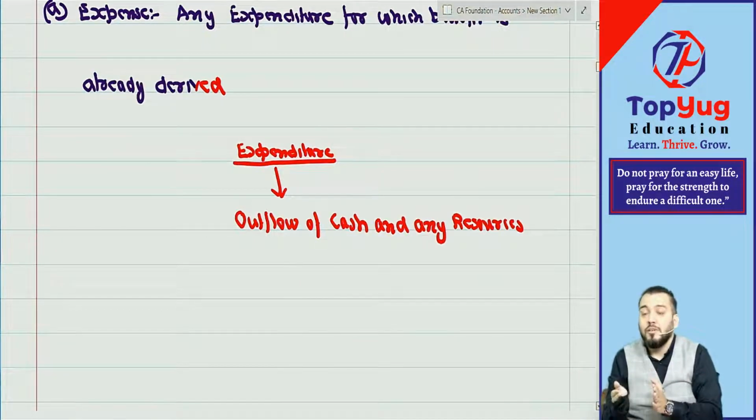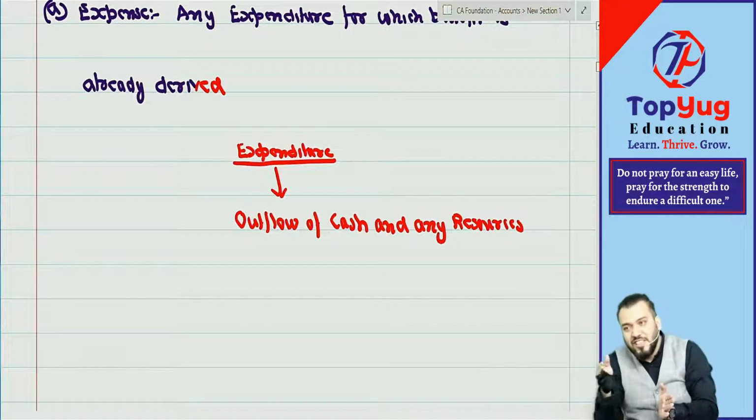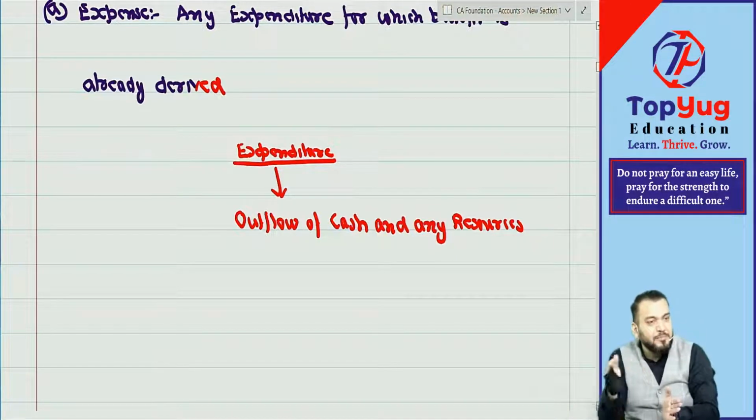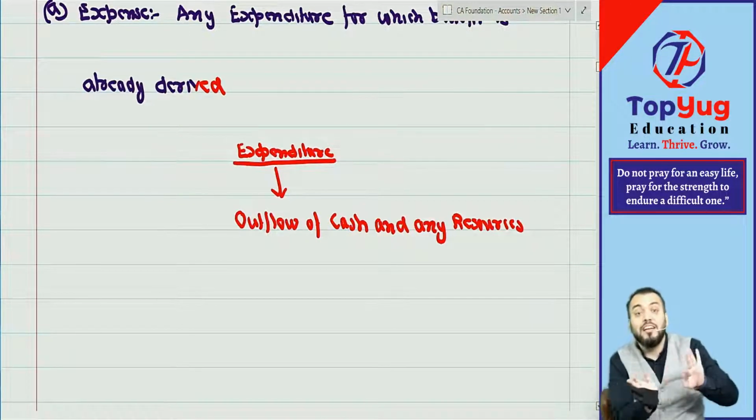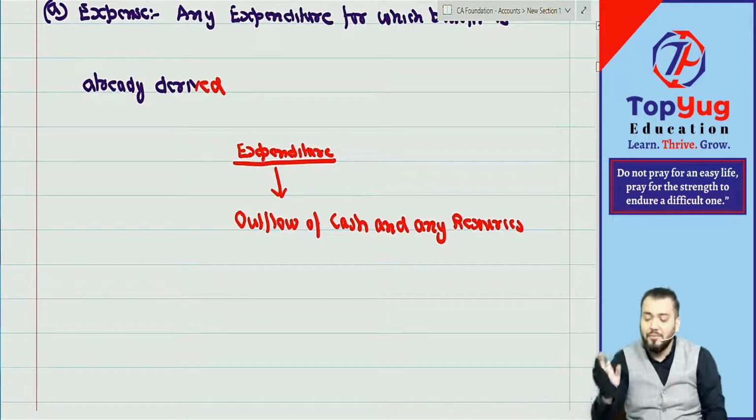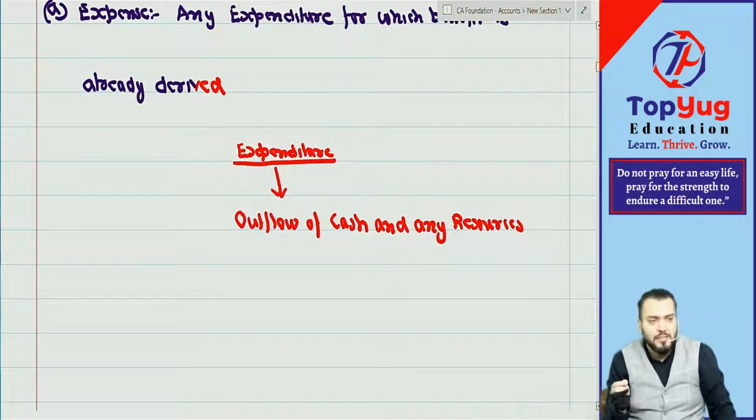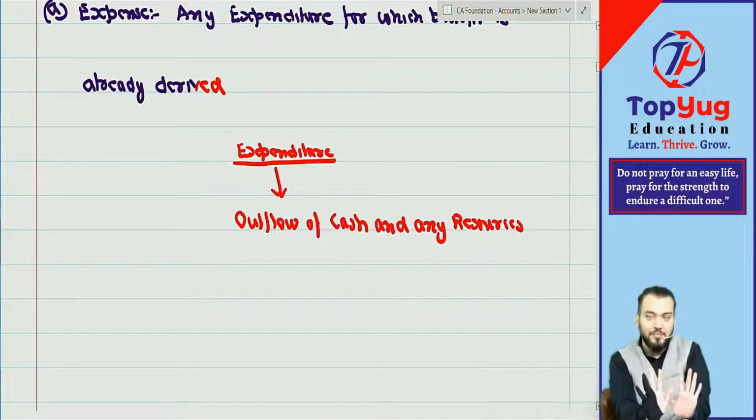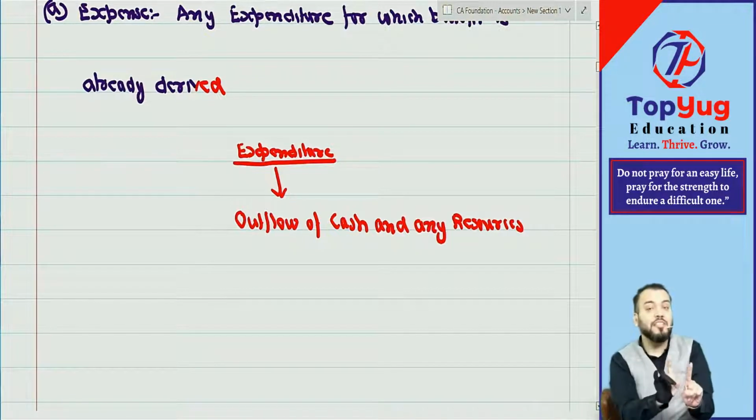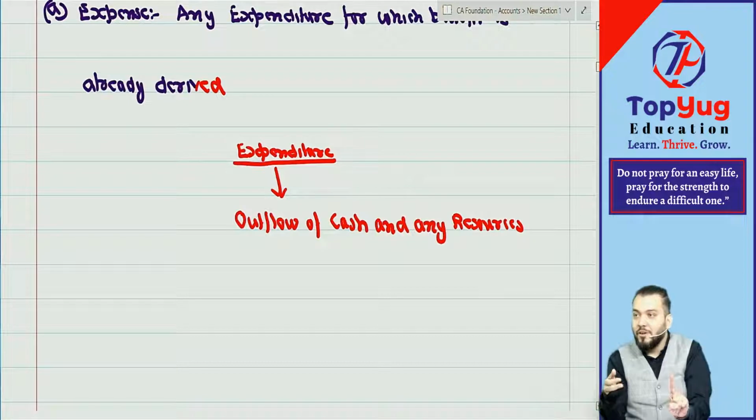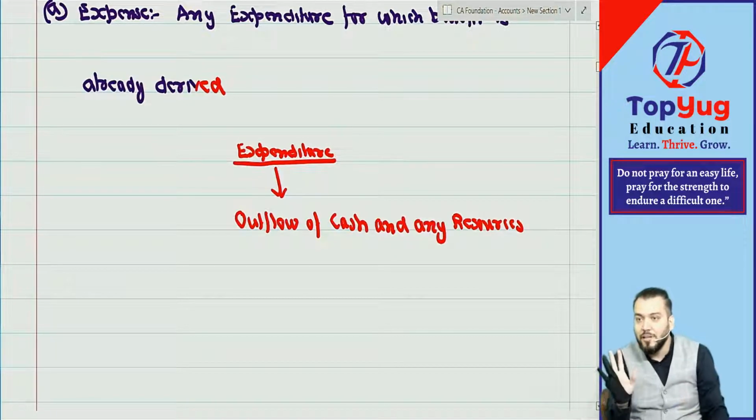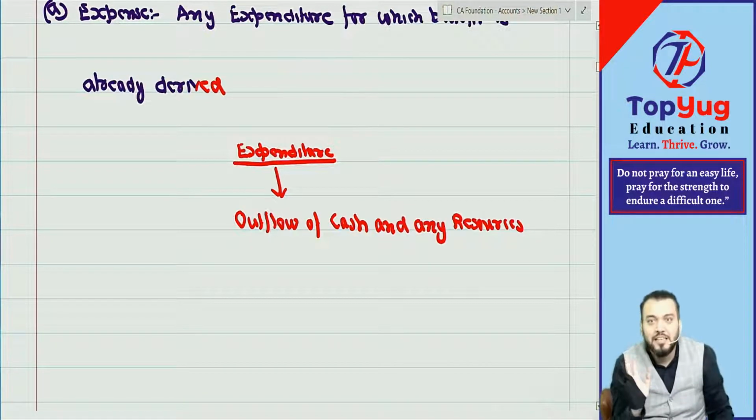Now it might happen that you have purchased something and the benefit is already derived. Let me take one example, a very simple example. You purchase an ice cream. Why have you purchased an ice cream? For maja, for fun. Means for benefit.